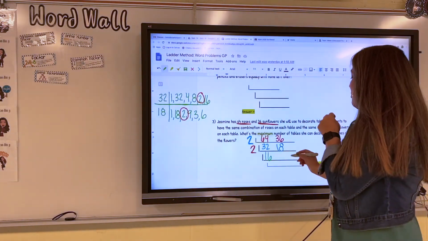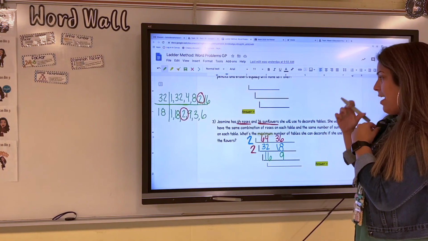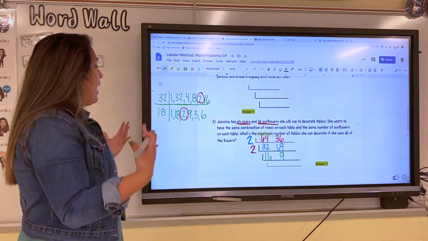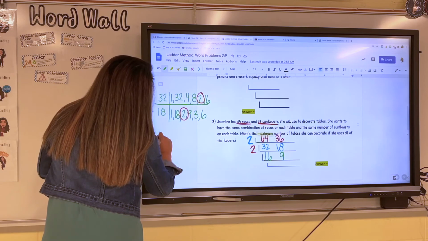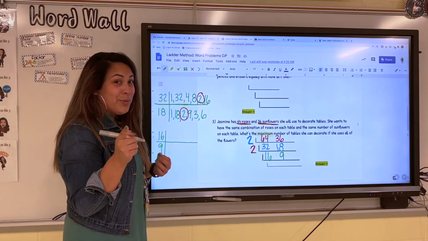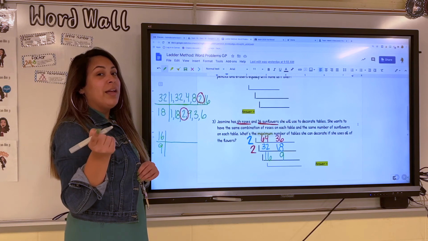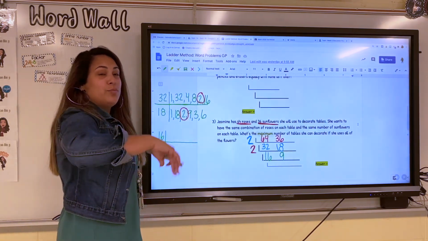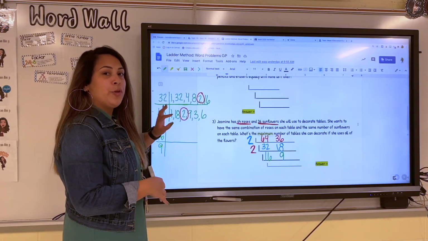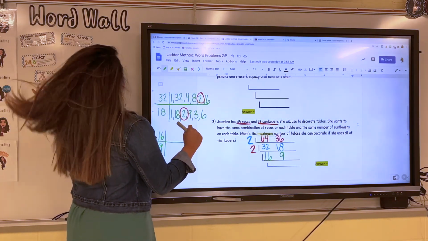So 18 divided by 2 is 9. Now, looking at 16 and 9, I don't think they have any factors in common, but I'm going to do another factor table just to double check, because there's no harm in double checking. If anything, it will help you rather than hurt you. So remember that. If you feel like, I don't want to double check, I don't want to do all the extra steps, I promise doing the extra steps will help you before it hurts you. Okay? Remember that.